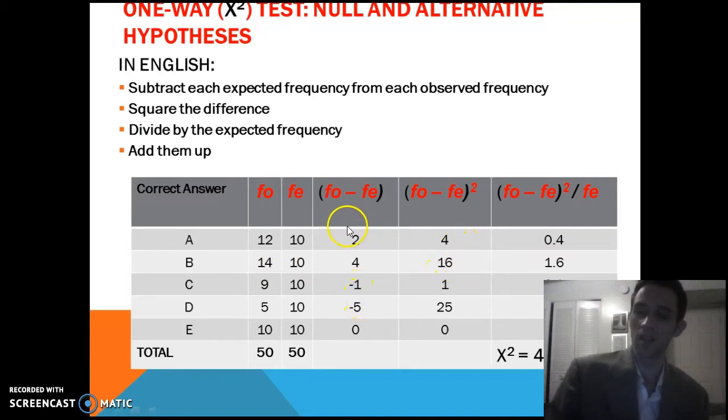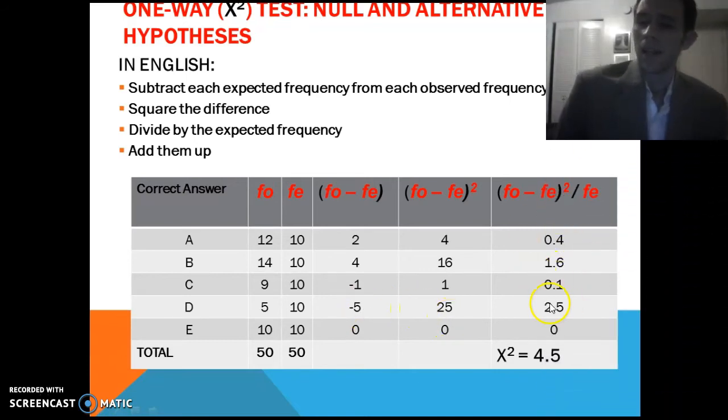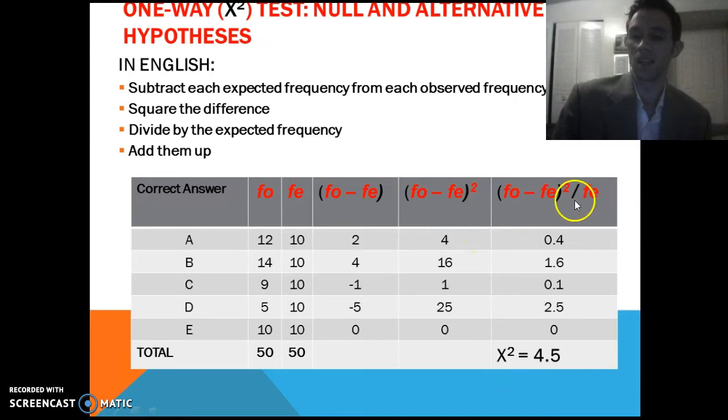Now you take this result and you square it. So 2 squared is 4, 4 squared is 16, negative 1 squared is positive 1. These negatives always go to positives when we square them because a negative times a negative is a positive. So negative 5 squared is 25. And once you have that, that's your FO minus FE squared. You simply divide that by FE.